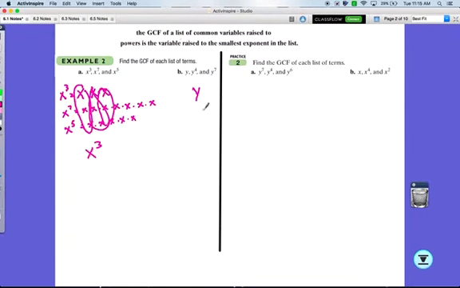All right, here's your answer. A, I got y to the fourth because that's the smallest. And for B, I've got x to the first because that's the smallest in that particular problem.